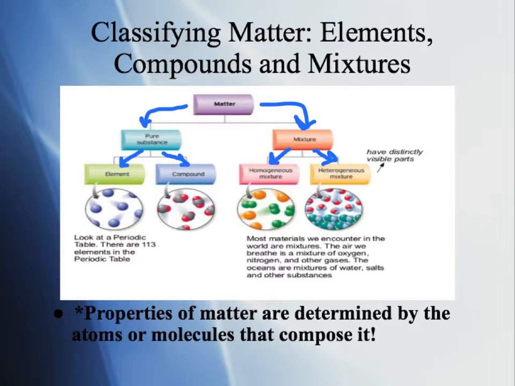Heterogeneous mixture is where you can see the parts. So if you think about a soda can, the compressed carbon dioxide within it that makes it all fizzy and bubbly, if you add that to the mixture, then it definitely becomes heterogeneous because you can see the bubbles of the carbon dioxide within it. So if you can see the parts, it's heterogeneous. If you can't see the different parts of the mixture, it's homogeneous.